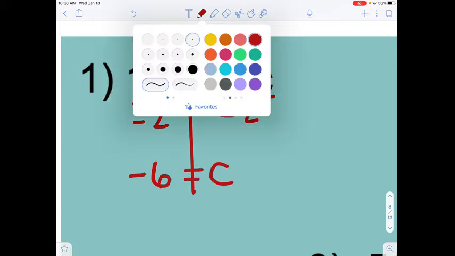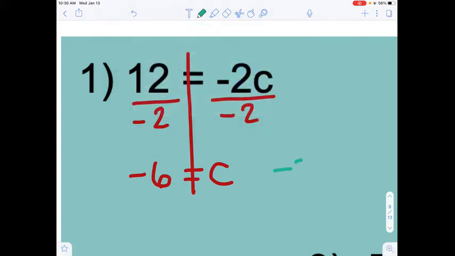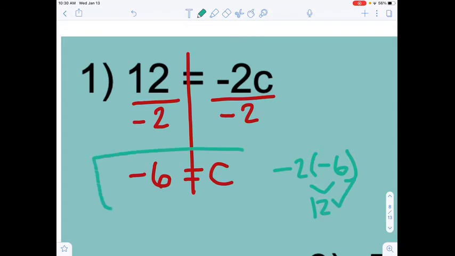And then to check our answer, we can just plug in negative 6 for c. And hey, guess what? Negative 2 times negative 6 equals 12. So our answer of negative 6 is correct.